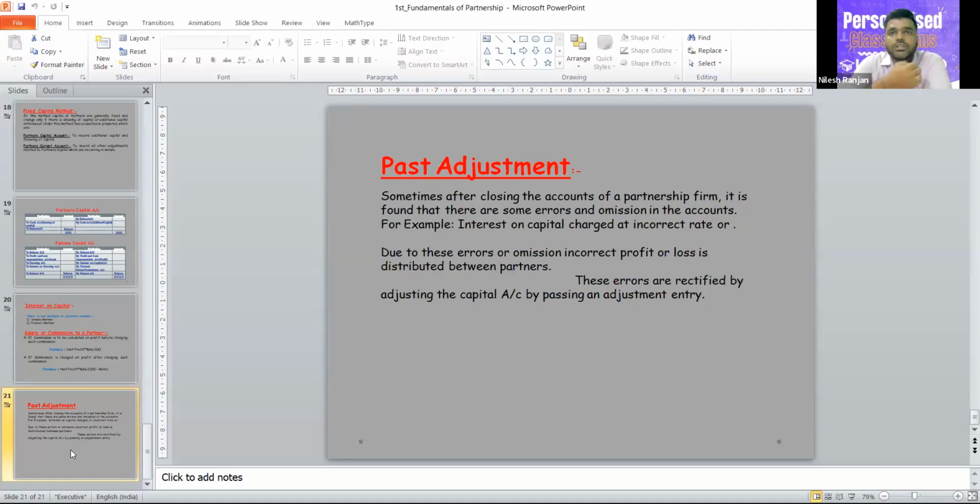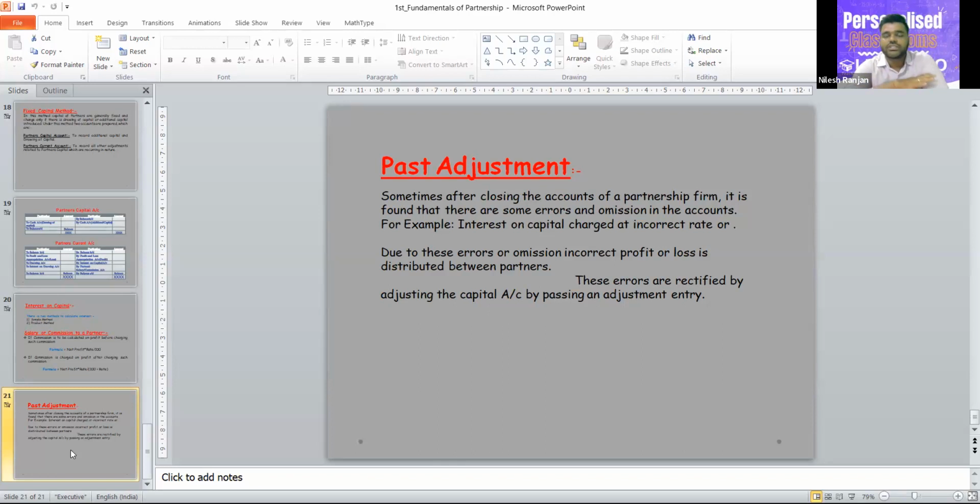But what are the errors? Errors means we have charged interest on capital at a different rate than we should give. Same with salary. Let's say we have to pay a salary of 2,000 per month, but we have already provided 3,000 per month. So these kinds of error or omission can occur in the partnership. These are called adjustments.